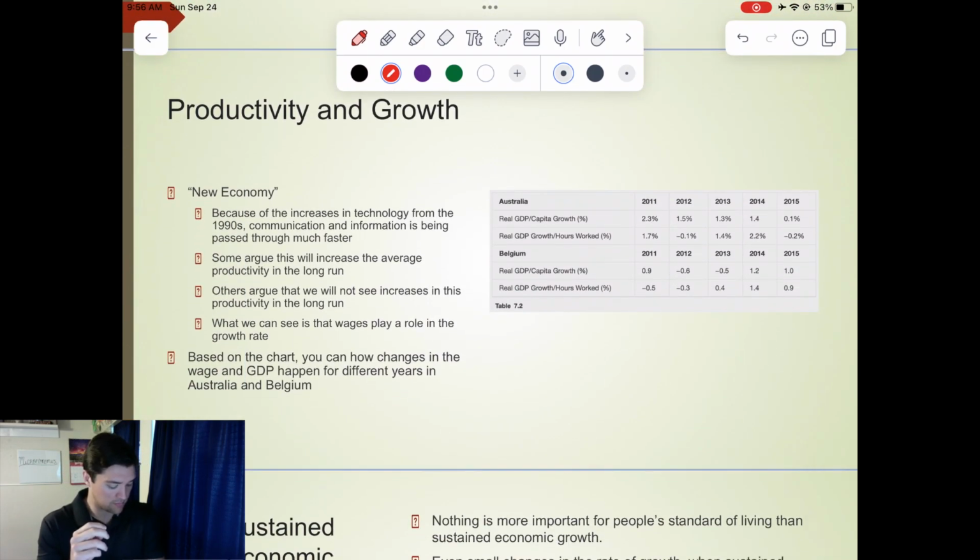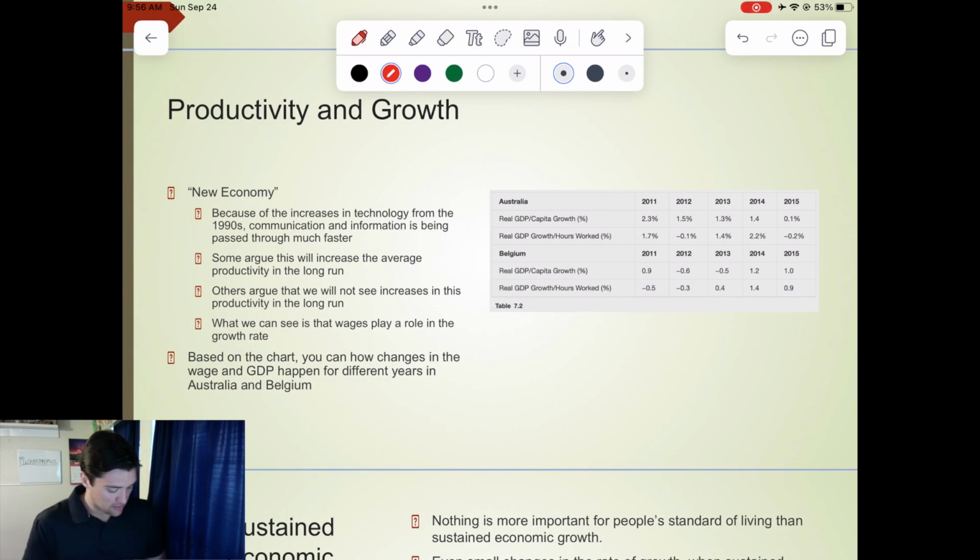So the new economy, all right, because of the increases in technology, especially from the 1990s, communication and information is being passed much faster. So some people are saying the new economy is this age of the new technology, for instance emails and computers that are much faster. We're able to communicate across the world right now. Some argue that this will increase the average productivity in the long run. Obviously, if I'm able to contact people in another country, we can get more business deals done. That'd be great.